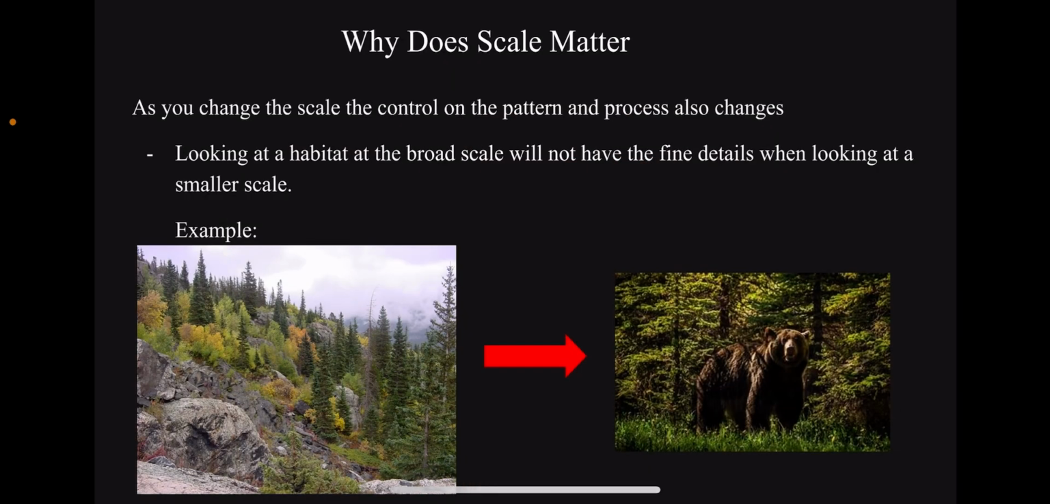So why does scale matter? As you change the scale, the control on the pattern and process also changes. While looking at a habitat at the broad scale will not show the fine details seen at a smaller scale. For example, you look at the picture to the left and you see a bunch of different types of tree species as well as a cliffside. But if you look to the picture to the right, you'll see finer details, like what specific species of trees and species of animals live there.